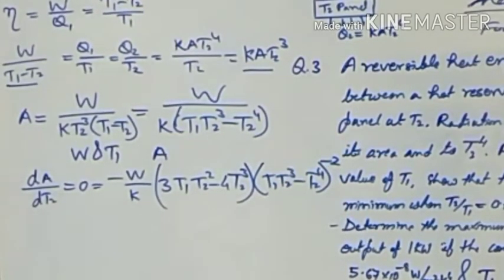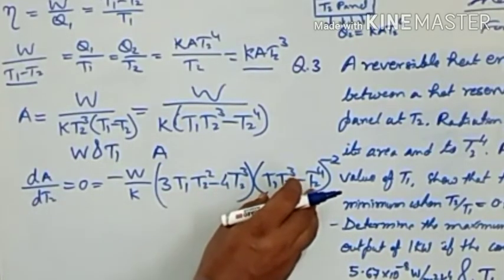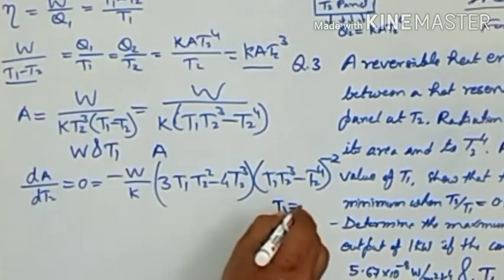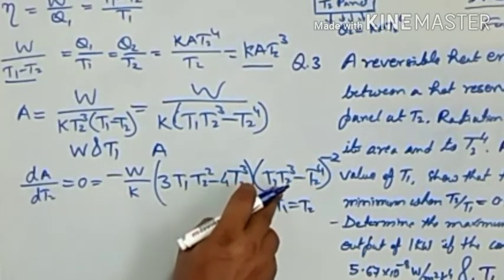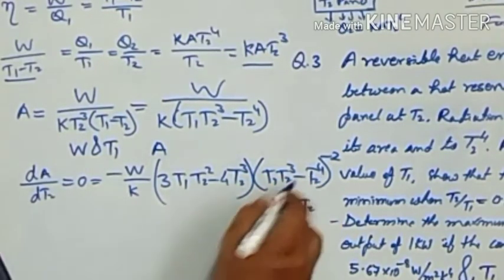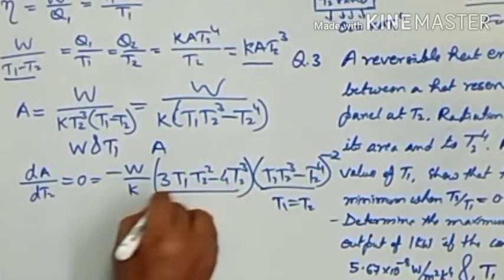So if we solve this, either this should be equal to 0 or this should be equal to 0. If this is equal to 0, then T1 is equal to T2. That is not possible. So T1 T2 to the power 3 equals T2 to the power 4 is not possible. So that is not 0. So this must be 0.